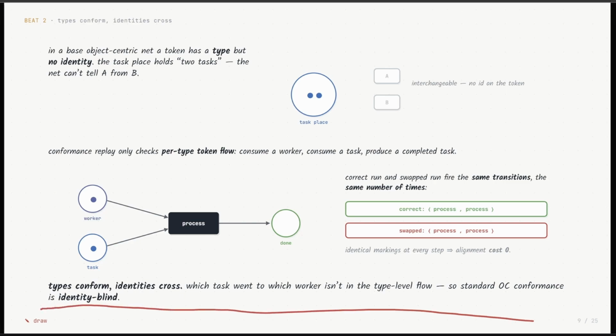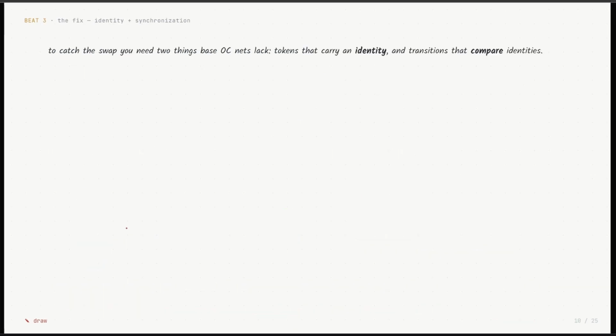This brings us to our conclusion: if types are conforming, even if the identities cross, standard object-centric conformance will be identity blind, which is a problem for us. So to catch the swap, you need two things, which are of course missing from object-centric nets. First of all, you need identity, an identifier, and transitions that compare the identities.